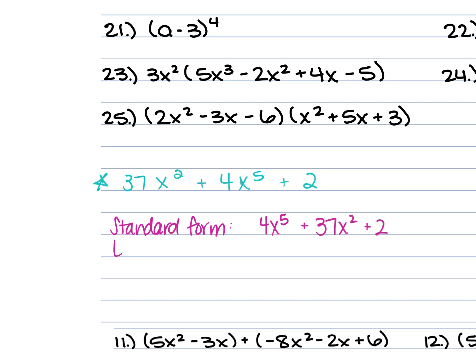Let's do the leading coefficient first. The leading coefficient comes from the first term in the polynomial when it's in standard form. So the first term there is the 4x to the 5th power. The coefficient of that term is the 4, so your leading coefficient is 4.